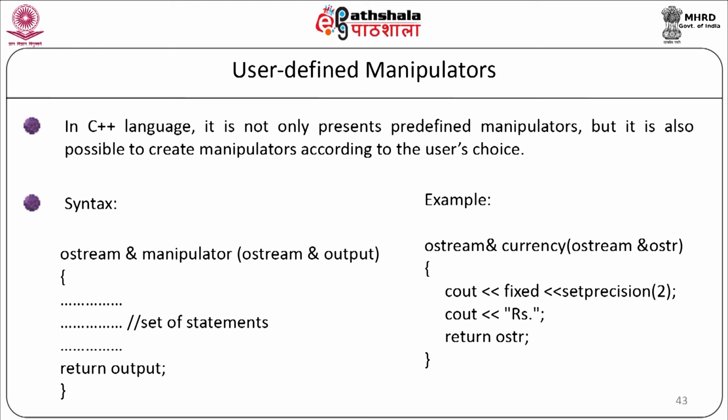For example, ostream& currency(ostream& ostr), cout << fixed << setprecision(2), cout << "rupees", return ostr, and our function will end. So here we have created our user defined manipulator currency as rupees.